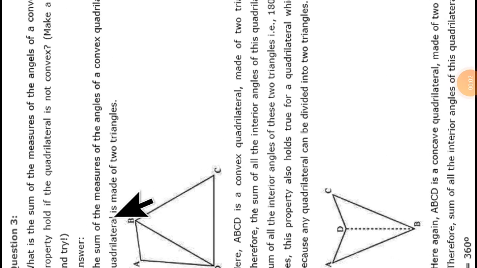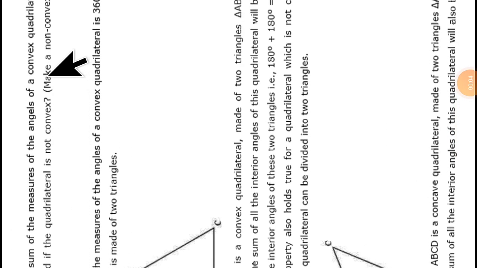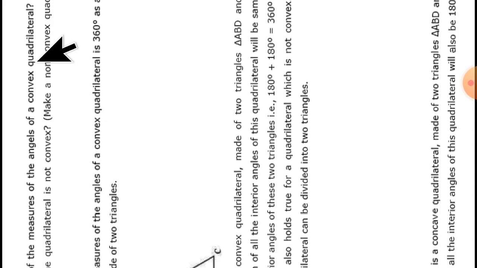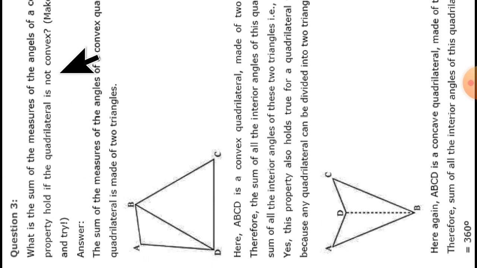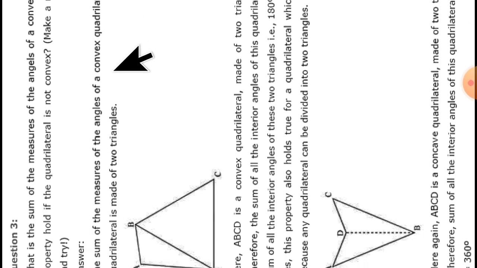Let us see question number 3. What is the sum of the measures of all the angles of a convex quadrilateral? Will this property hold if the quadrilateral is not convex? So we have to draw two figures and verify for both, convex and concave. The sum of the measures of the angles of a convex quadrilateral is 360 degrees. This we have studied before.